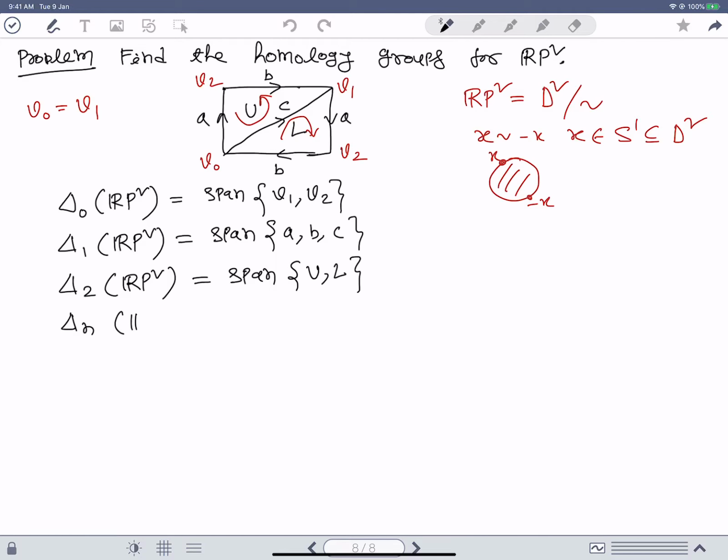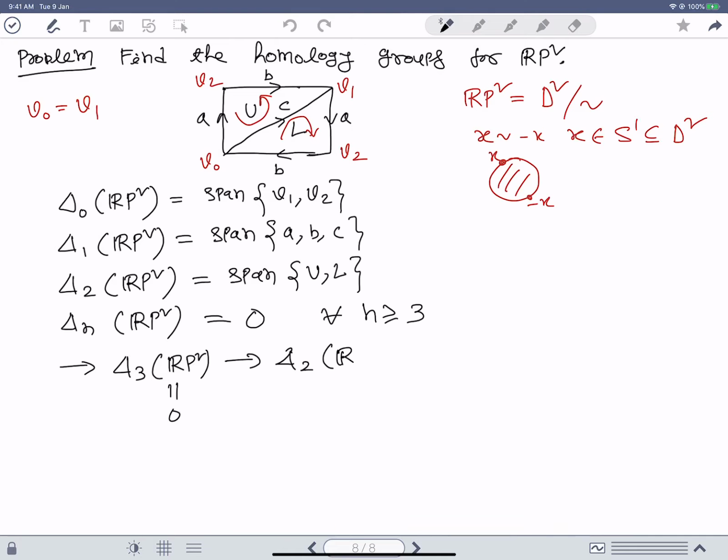And delta n RP2 is 0 for all n greater or equal to 3. Therefore we have the chain: delta 3 RP2, which is actually 0, to delta 2 RP2, delta 1 RP2, delta 0 RP2, and that is 0. This is del 0, and we know this is also a 0 map. This is my del 1, this is my del 2, and this is del 3. Since delta 3 is 0, this is also 0.